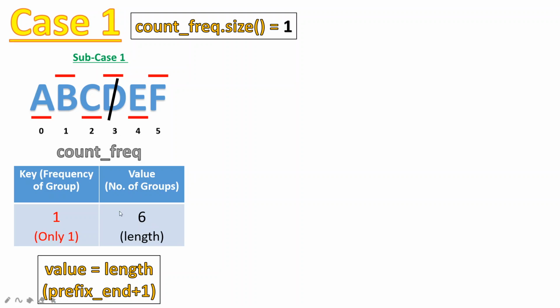So the condition to check this subcase is value is equal to length, that is value is equal to prefix end plus 1. That means prefix end, let's say, is a pointer pointing to the end position of the prefix array.